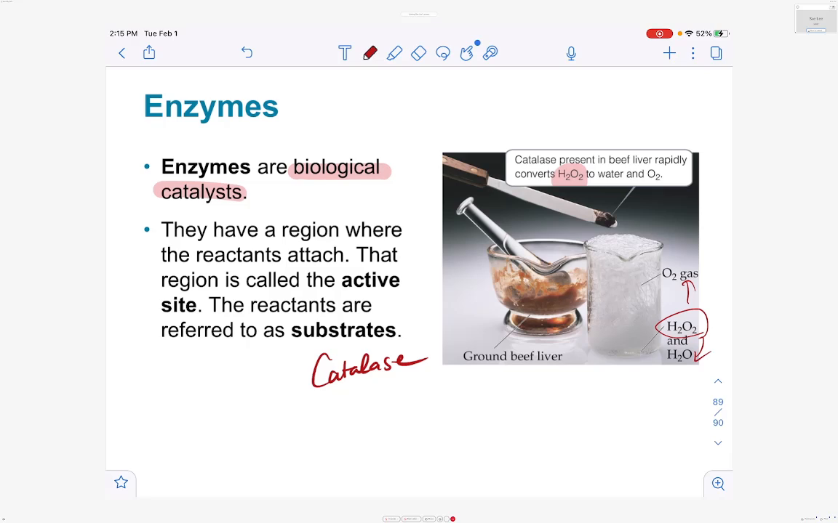The diagram is showing ground beef liver added to a beaker with hydrogen peroxide, immediately reacting to form water and oxygen. Because the beef liver contains an enzyme called catalase, this reaction is occurring faster. Since hydrogen peroxide is very harmful to our body, we want this decomposition reaction to occur very fast, and catalase is speeding up that reaction for us.